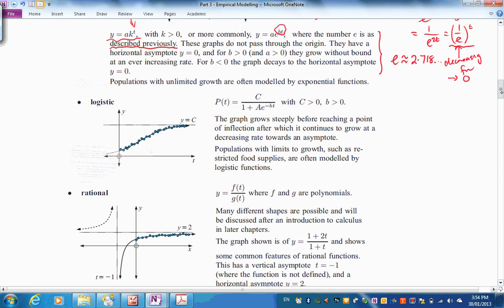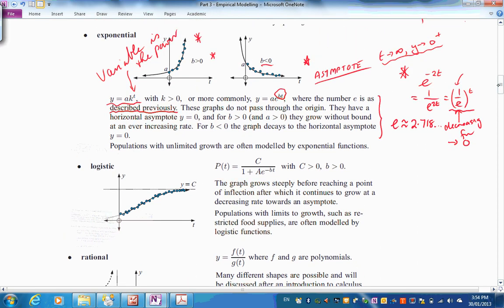Okay, well, I really want to say something about these two. I put these in a different order, by the way, from what Hayes and Harris has, because I want to relate them. I want to relate the power function, which is where the variable is the base and it's raised to a power, and then the exponential, where the variable is the exponent or is the power. And now I want to talk about this statement here and how we fix it up. Populations with unlimited growth are often modelled by exponential functions.